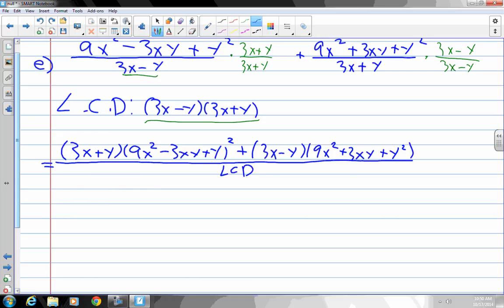There are two reasons why I'm just writing the LCD as 3 letters, LCD. First reason, because I'm lazy. I don't want to write it because it's not important at this point. And two, by not writing it, I don't have this urge to start canceling things before it is legal. Because right now, it's not legal to cancel anything because of the big plus in the middle. That prevents us from reducing anything. I don't know how many of you heard me say that, but yeah, that's the idea.